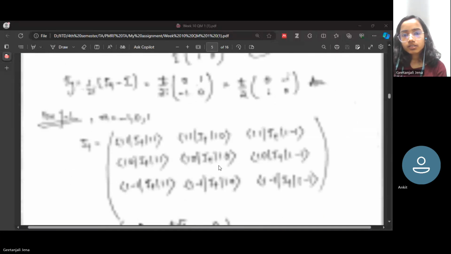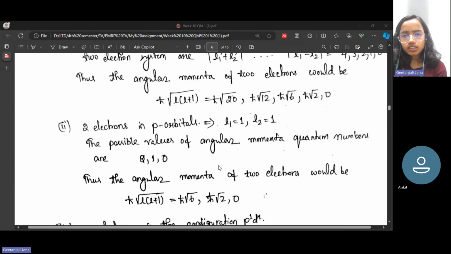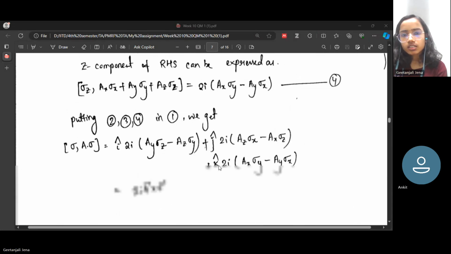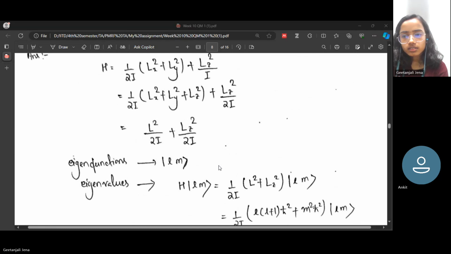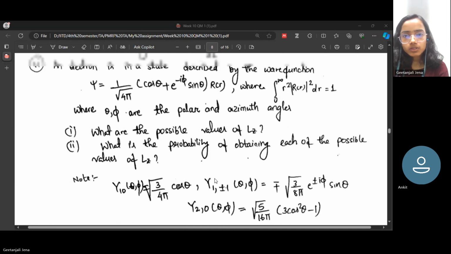So I'm again facing the same problem. The tab got disconnected. So let me show you this way. So we were in this question.